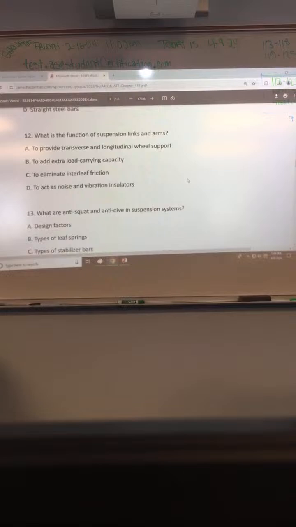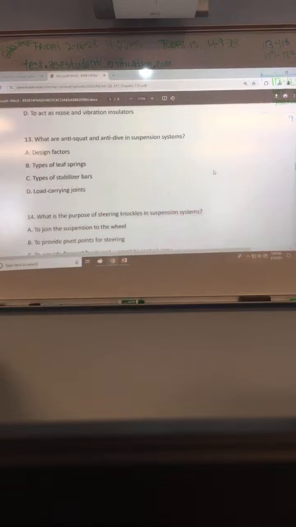What's the purpose, what is the function of suspension links and arms? A. To provide transverse and longitudinal wheel support, yay, that's right. What are anti-squat and anti-dive in suspension systems? Types of stabilizer bars? No, D. Types of leaf springs?